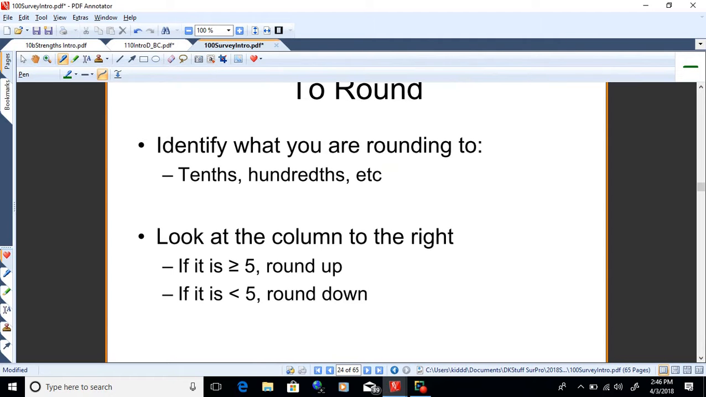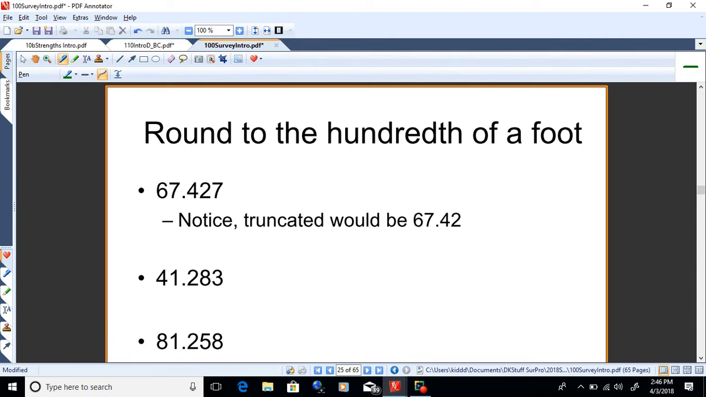Now, so you identify what you're rounding to, and then look at the column to the right. If it's greater than or equal to 5, round up. If it's less than 5, round down. If it's right on 5, there's different tricks you can use on that. Someone who's really good at running an instrument will remember that in their head, and they'll round the first one up, the next one down, first one up, the next one down. I don't get quite that precise about it, but I've heard of people doing that just to get things to kind of even out.